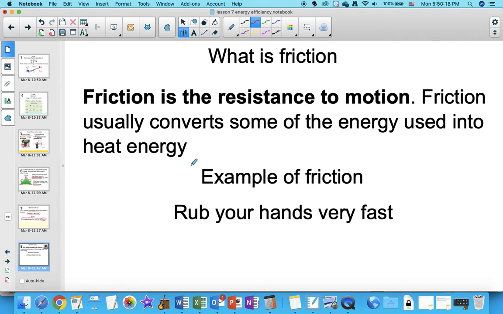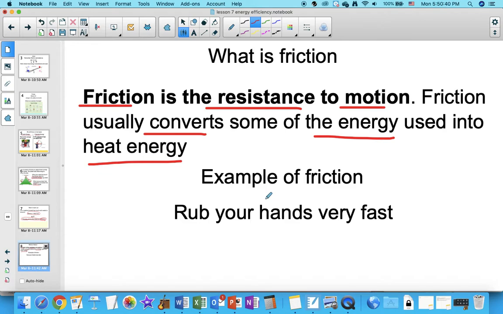What's friction? Friction is the resistance to motion. Friction converts some of the energy used into heat. An example is rubbing your hands together. If you rub your hands together very, very fast, you'll start to feel it. If you do that right now, if you rub your hands together really, really fast, you'll start to feel heat. You'll start to feel warm.